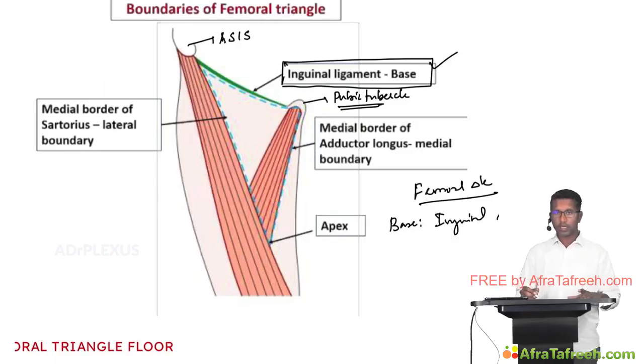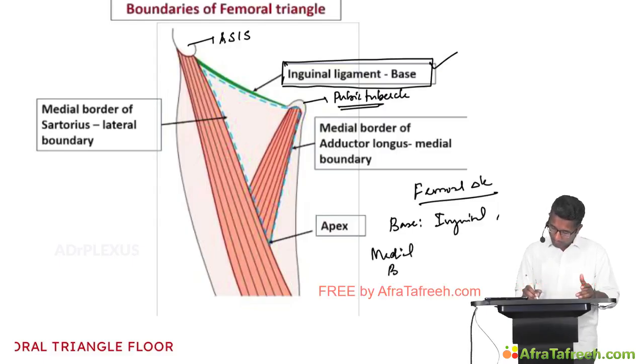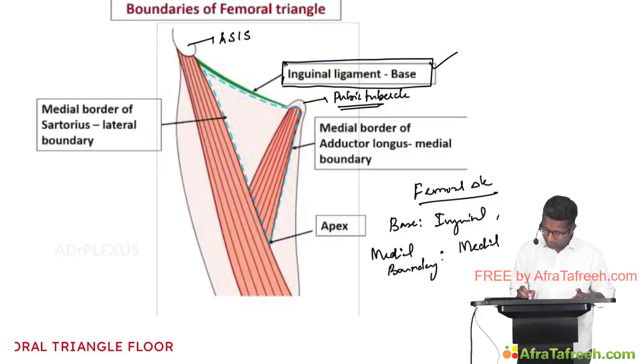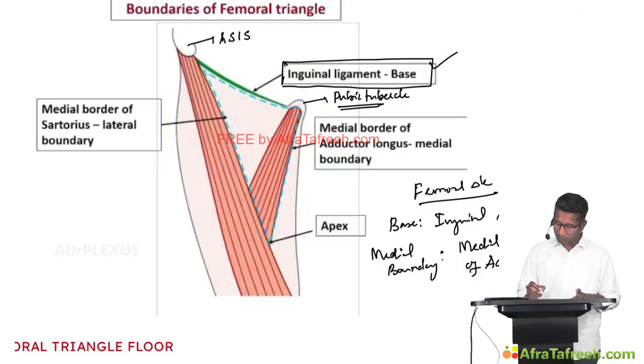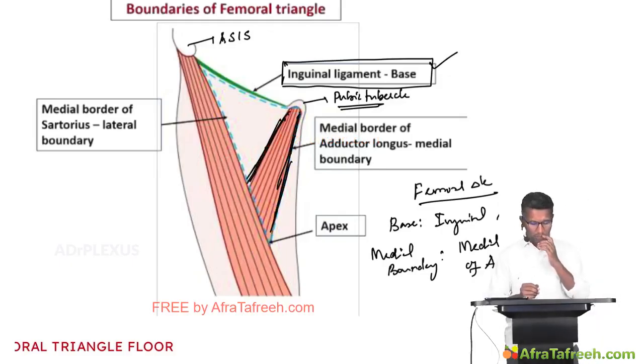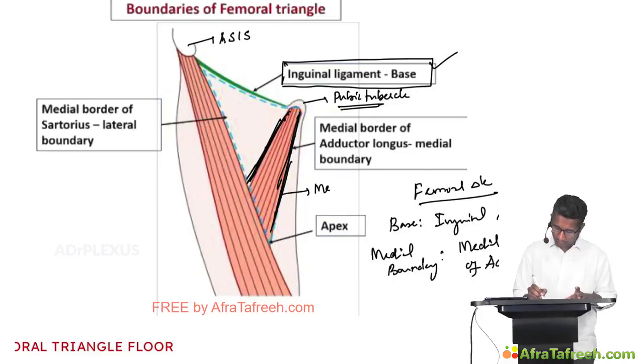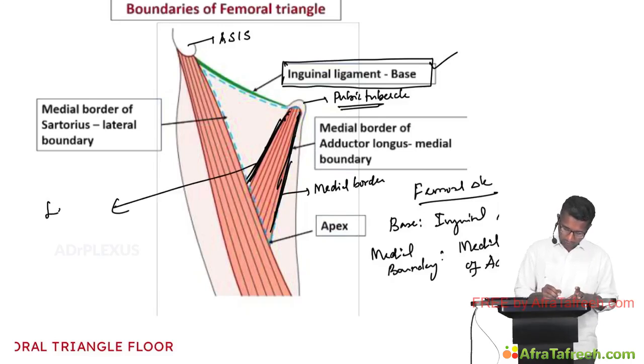Now when you see the medial boundary, the medial boundary of the femoral triangle is formed by the medial border of the adductor longus muscle. So what you see here is the adductor longus muscle, guys. This adductor longus muscle has got two borders. One is called the medial border, and what you see here is the lateral border of the adductor longus.